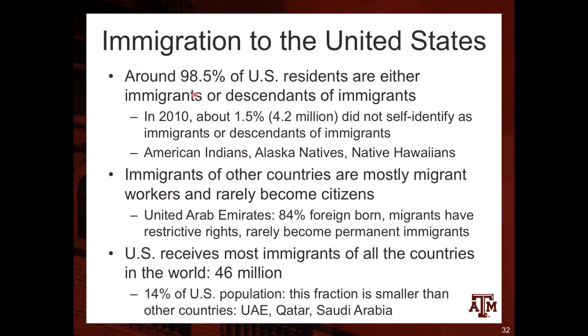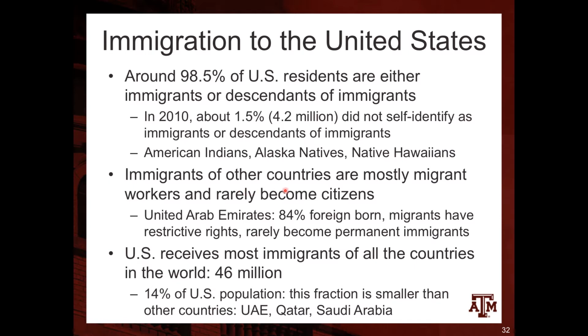So around 98.5% of US residents are either immigrants or descendants of immigrants. Based on data from 2010, only about 1.5% of US residents did not self-identify as immigrants or descendants of immigrants, and those are mostly American Indians, Alaska Natives, and Native Hawaiians. So only 4.2 million out of all US residents did not self-identify as immigrants or descendants of immigrants.